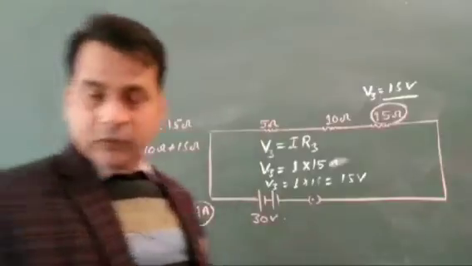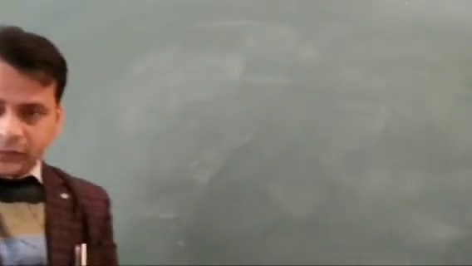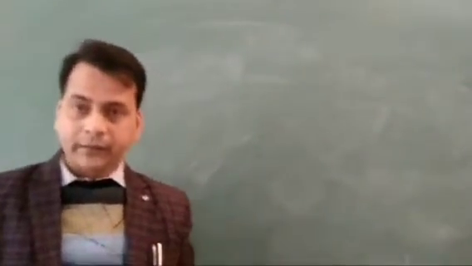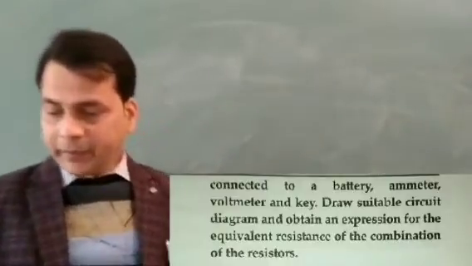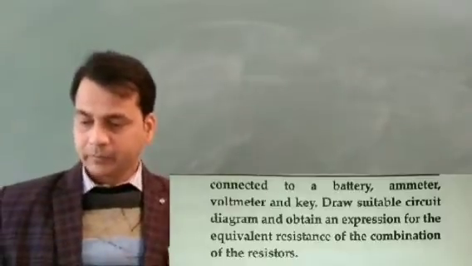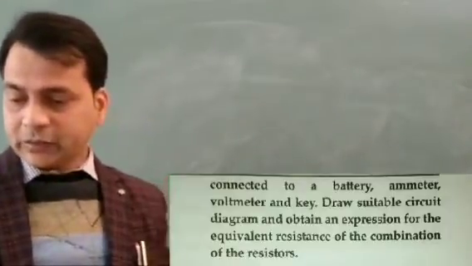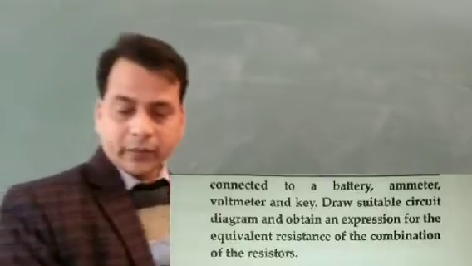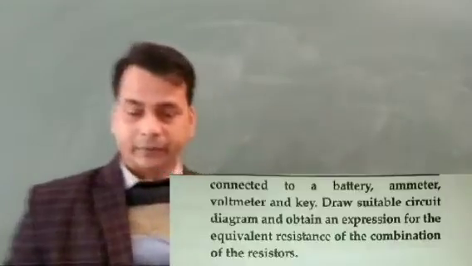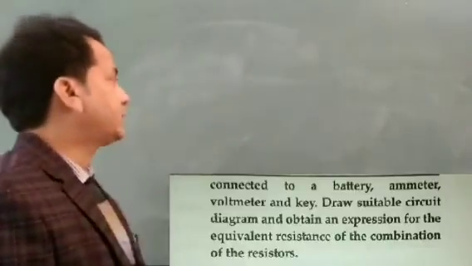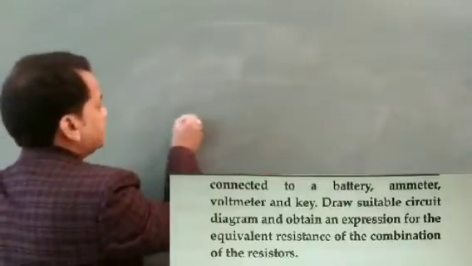So now the next question. Three resistors R1, R2 and R3 are connected in parallel and the combination is connected to a battery, ammeter, voltmeter and key. Draw a suitable circuit diagram and obtain the expression for the equivalent resistance of the combination of the resistors. So here according to this question, suppose that R1, R2 and R3, three resistors, are connected in parallel combination.